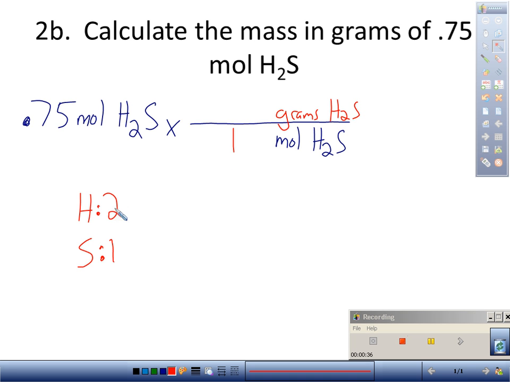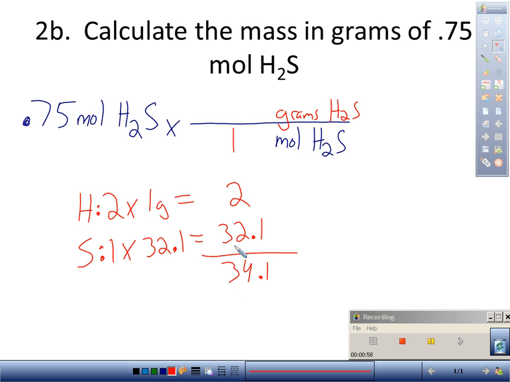This tells me I have 2 hydrogens and 1 sulfur. On my periodic table, I look it up, and hydrogen has a mass of 1, and sulfur has a mass of 32.1. And I multiply them across. I add them vertically. Cross off my like units, and I'm left with grams. I multiply that across, and I get my answer.